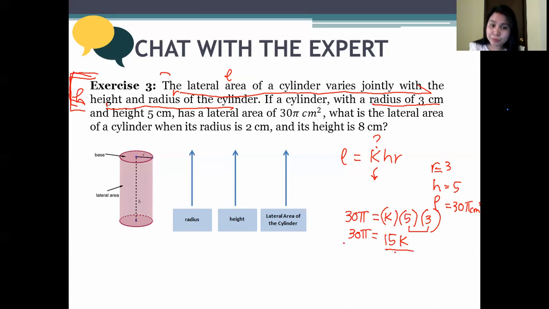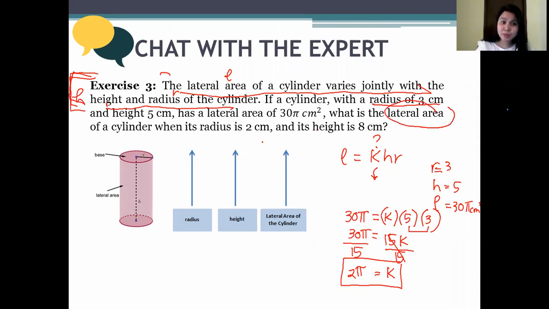Divide both by 15. K is equal to 30 divided by 15 is 2. And we're left with pi. So the value of our K is 2 pi. Now what's next? In the next part, we need to solve for the real problem. We are looking for the lateral area when the radius is 2 and the height is 8 cm.